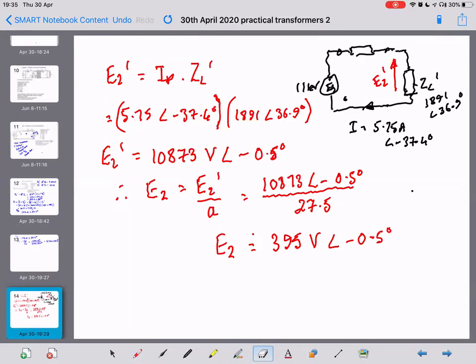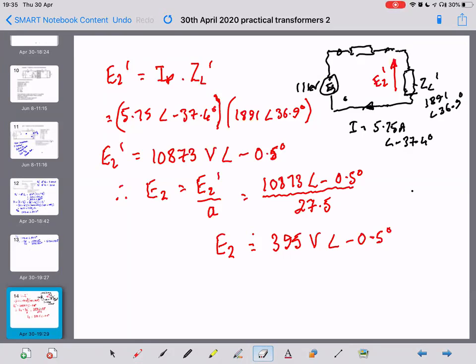Where the nameplate says for 11 kV in you should get 400 out, because of the losses we're actually only getting 395.